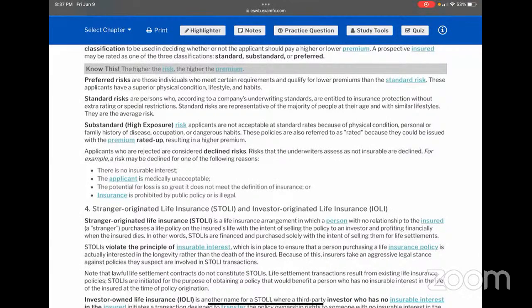Applicants who are rejected are considered declined risk. All right, declined risks that the underwriting assesses as not insurable are declined. So they may be declined because there's no insurable interest. I want to put a policy on my next door neighbor. They're like, no, that's not going to work. The applicant is medically unacceptable, the potential for loss is so great it does not meet the definition of insurance, or insurance is prohibited by public policy or is illegal.